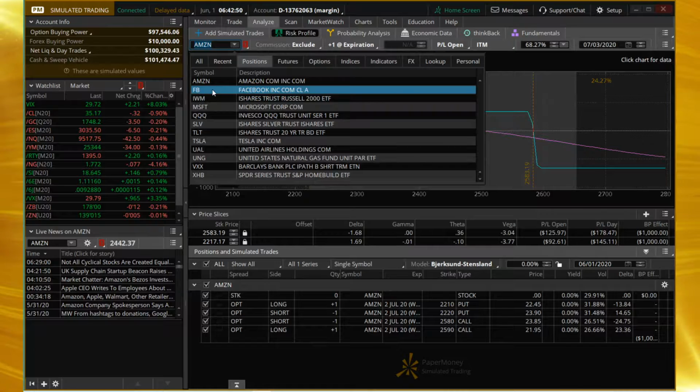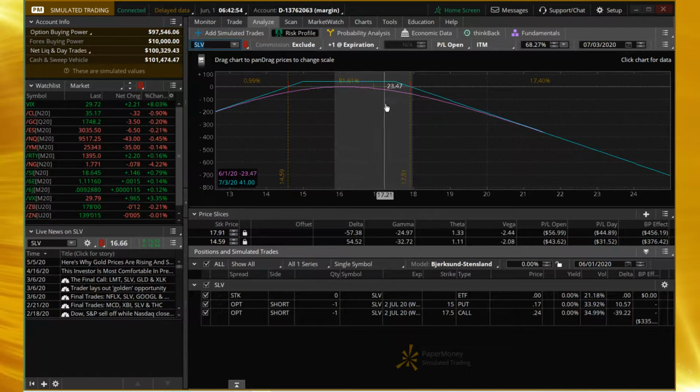Facebook is not something we put on last week. We put on silver. Silver was a strangle, and we are a little bit bearish at this point. Our delta has become negative. We'd like it to come back this way. The trade that we did in the IRA, though, is working out better here.